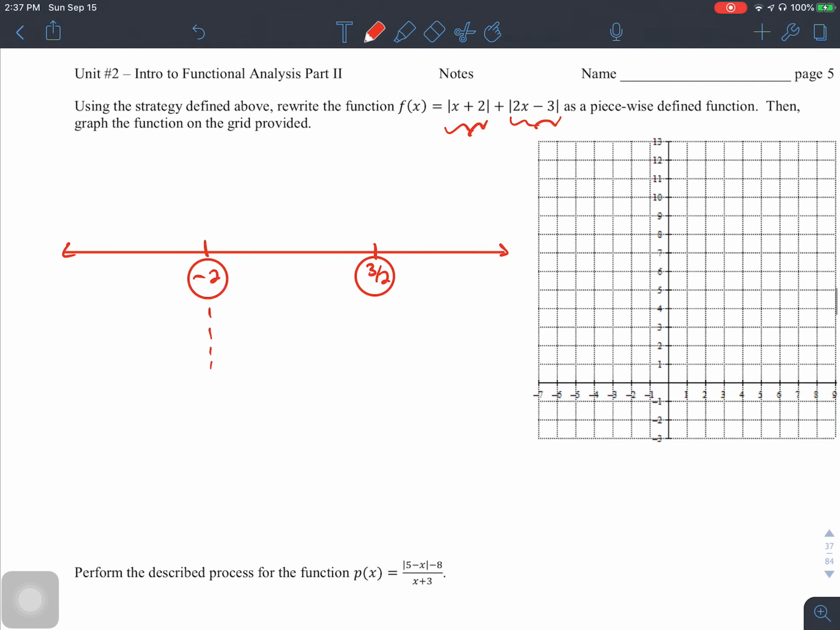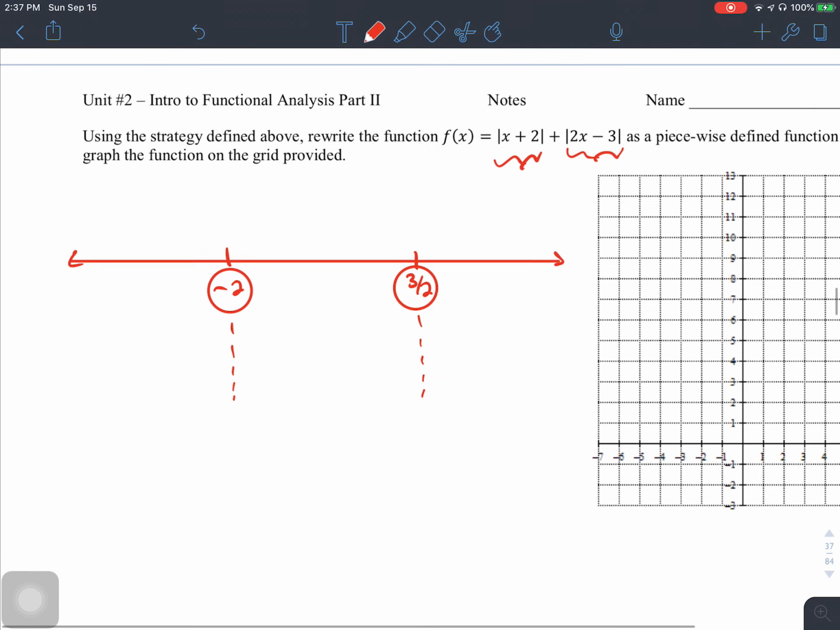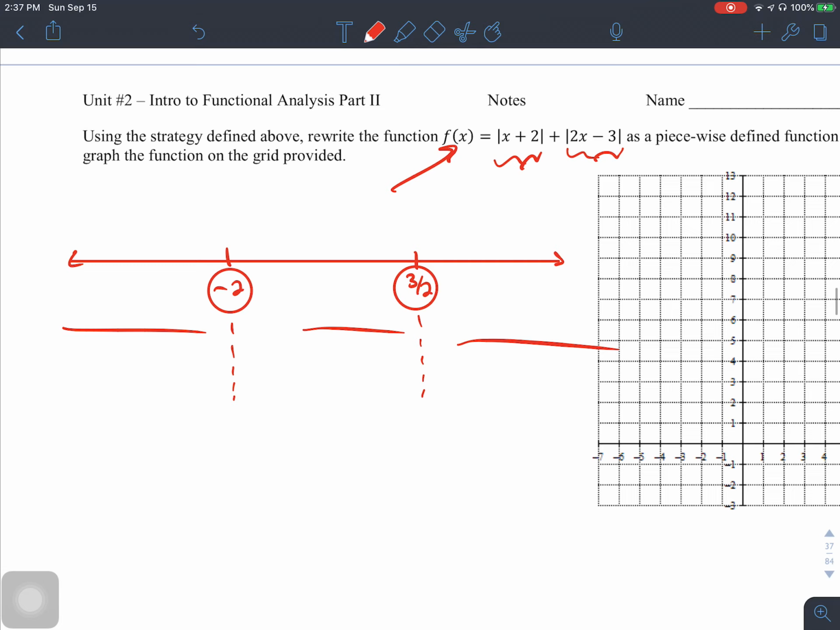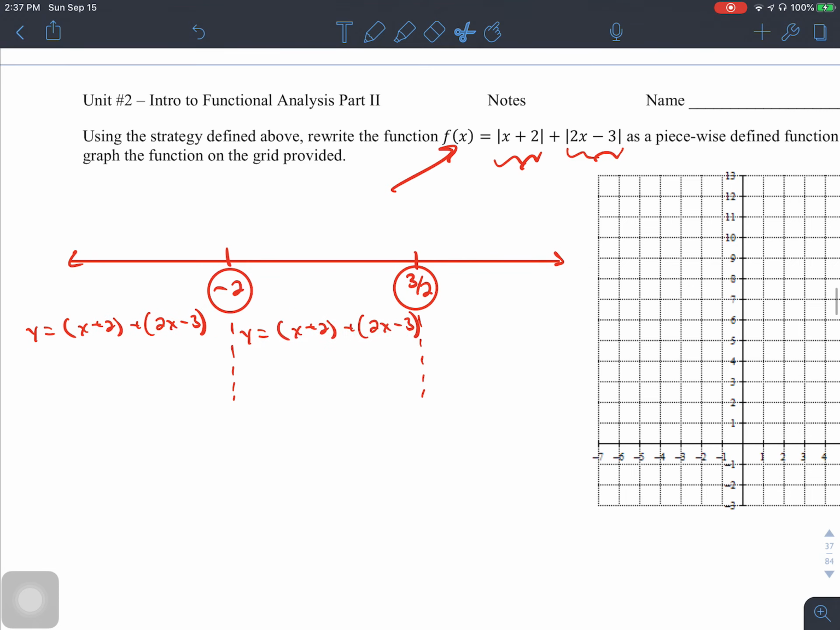This is going to break this number line into parts. I'm going to write down this function in each of these parts, and I'm going to remove the absolute value. I'm going to use parentheses. So y equals parentheses x plus 2 plus parentheses 2x minus 3. I'm going to put that in each of these parts, like so.